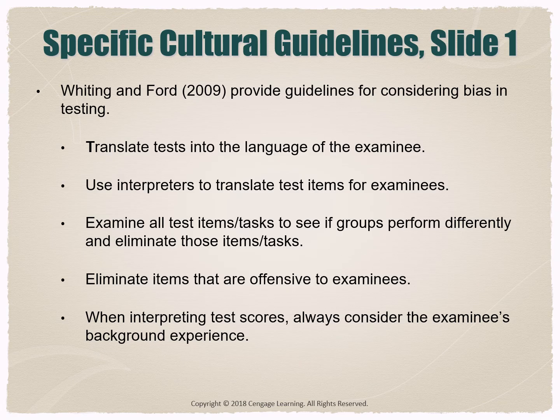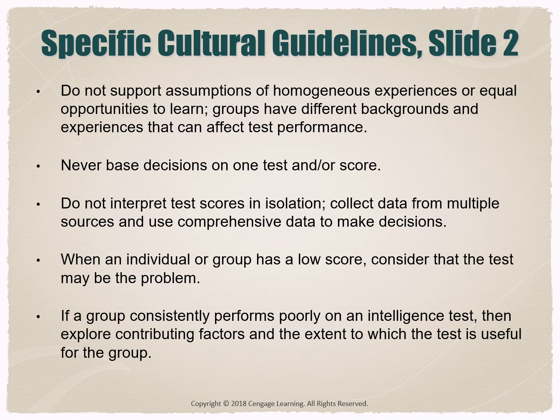So cultural guidelines. Whitfield, Whiting, and Ford provide guidelines for considering bias. Translate tests into the language of the examinee. Use interpreters to translate test items, if needed. Examine all test items and tasks to see if the group performs differently, and eliminate those items. Eliminate items that are offensive to examinees. When interpreting test scores, always consider the examinee's background and experience. Do not support assumptions of homogeneous experiences or equal opportunities to learn.